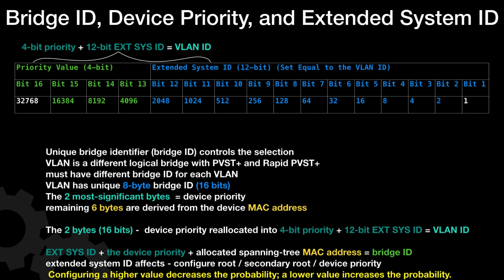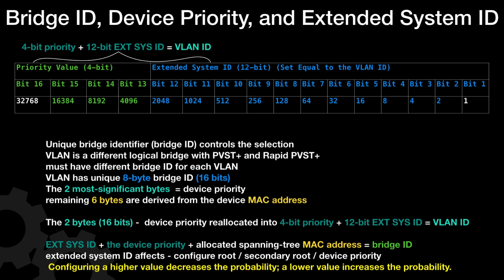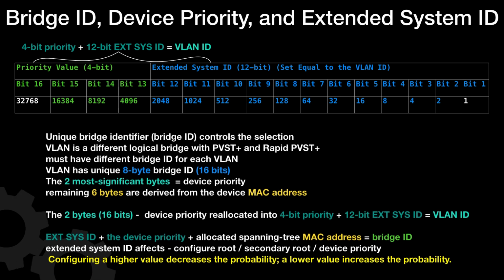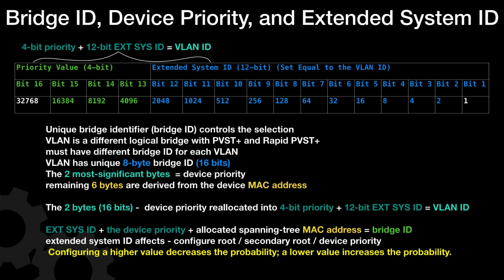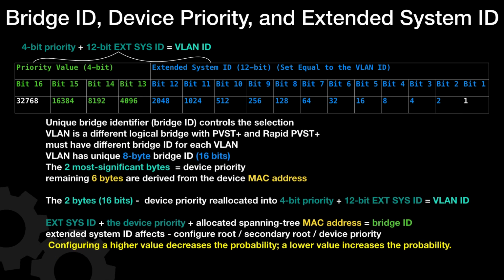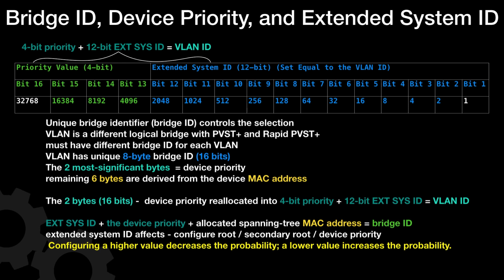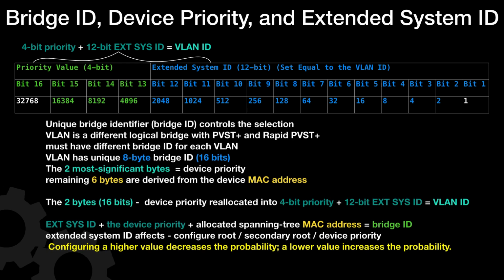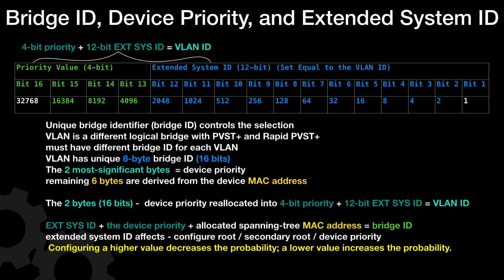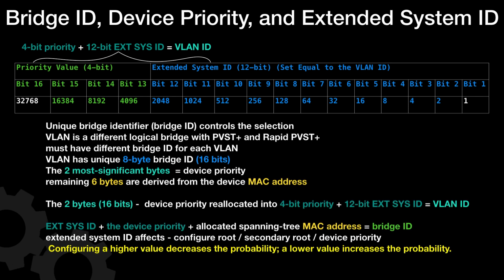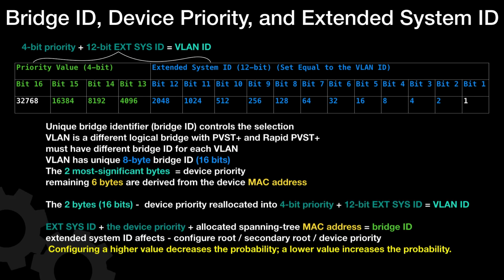The 2 bytes previously used for the device priority are reallocated into a 4-bit priority value and a 12-bit extended system ID value equal to the VLAN ID. Spanning tree uses the extended system ID, the device priority, and the allocated spanning tree MAC address to make the bridge ID unique for each VLAN.